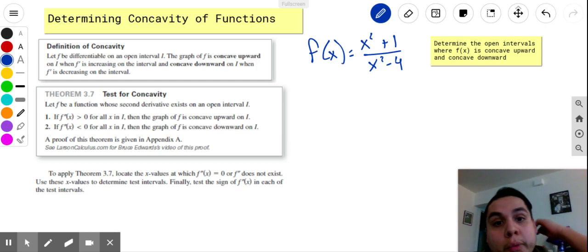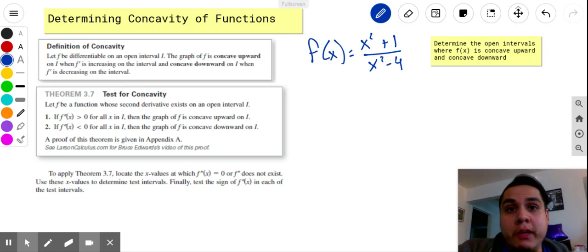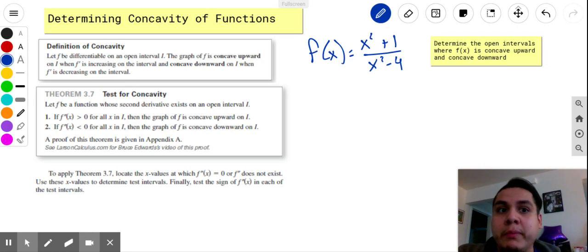All right, so we're going to take a look at this more complex example. Complex because it's a rational expression, which are always fun. So, same rule, we need to find the second derivative, so most of the work is going to come from getting that second derivative to begin with.